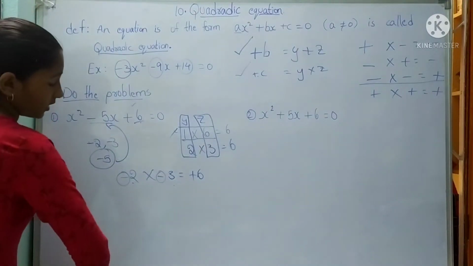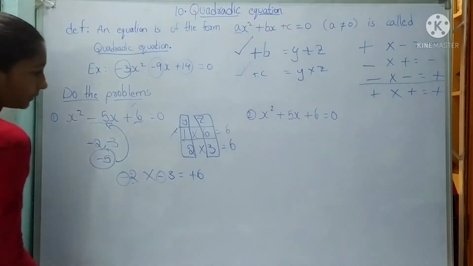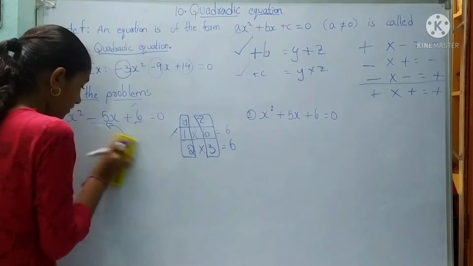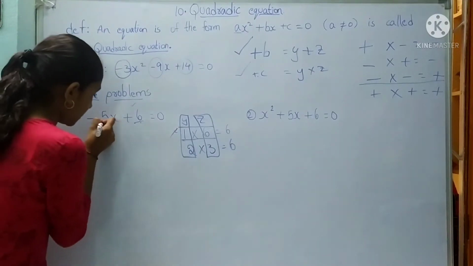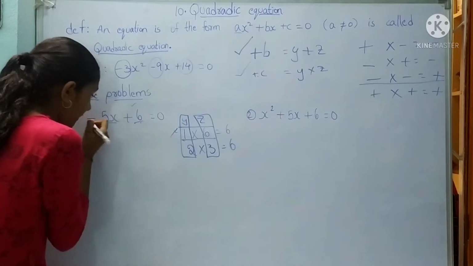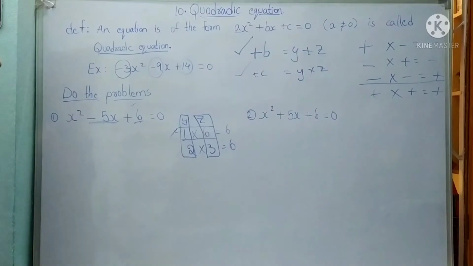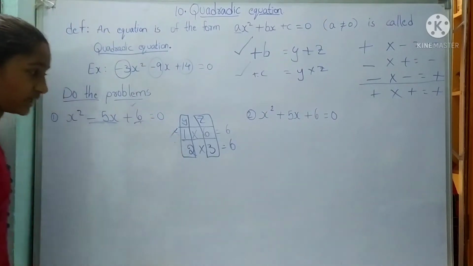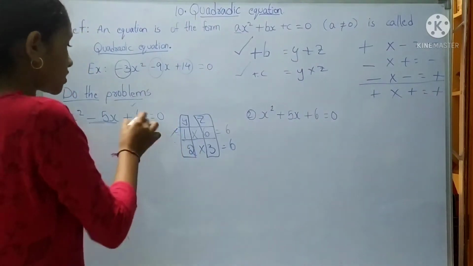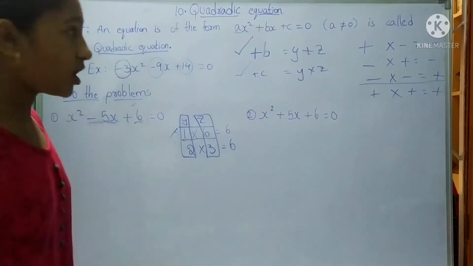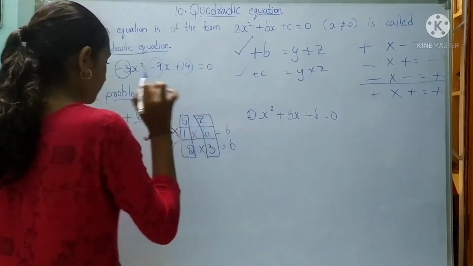Okay, if you understand, now let's do the problem. If you don't understand, see the video once again, then you can understand very clearly. Okay, so x square minus 5x plus 6 is equal to 0. Here we have two possibilities. We see this one possibility, 1 plus 6 is 7, so this is wrong, but 2 plus 3 is 5. So the pair is this one and the other is wrong.